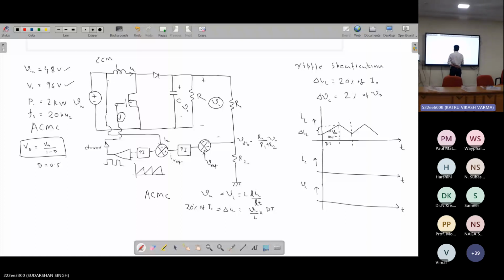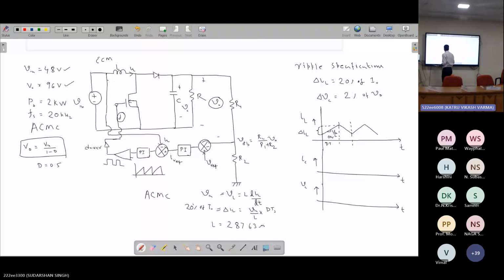So you know Ts, because this is nothing but your 1 by Fs. You know the duty ratio, which is 0.5. You know the input voltage. You know the output current, because output power and output voltage you know. So now from this you can find out the value of L by this expression. And what is the L that we have calculated? We have calculated 287.63 microhenry.